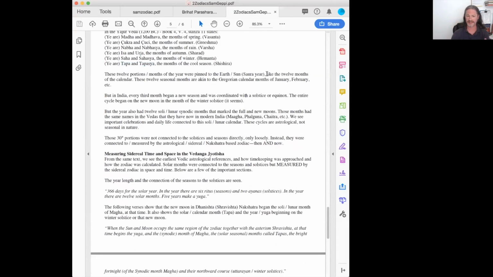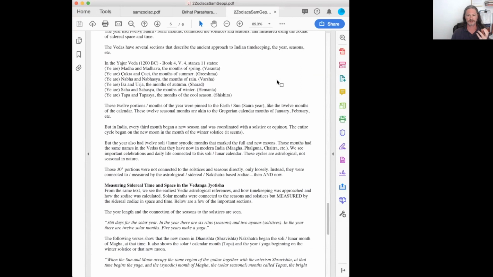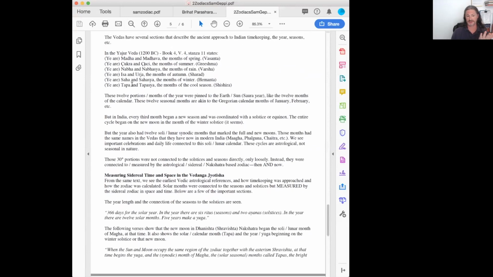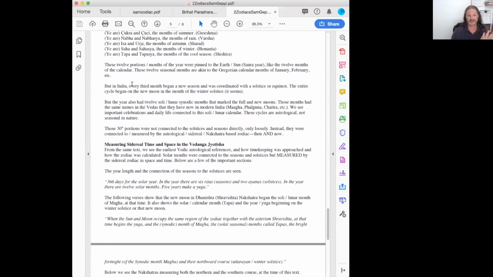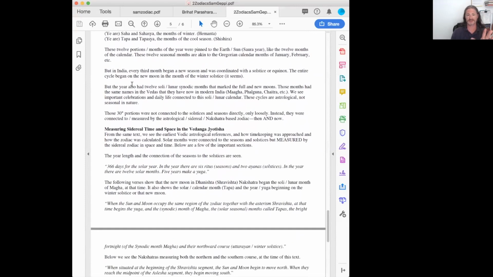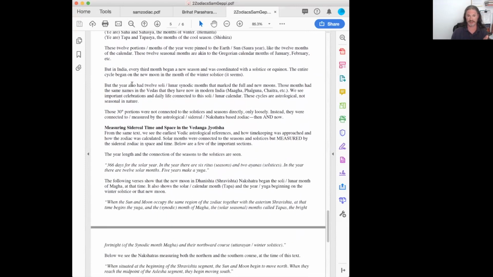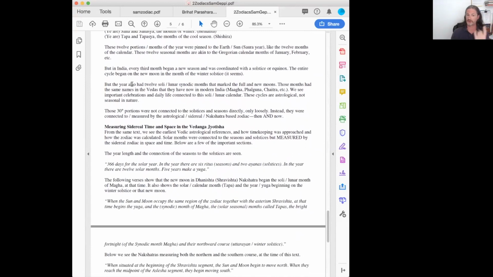Like the 12 months of the calendar. So these 12 months are akin to the Gregorian calendar months of January, February. That's what this is. This could be January, February, March, April, May, June. That's what these were in the Vedas. This is like 1200 to 1500 BC. They had a 366-day year and 12 months in the year pinned to the Earth going around the sun. They had the calendar right that long ago.